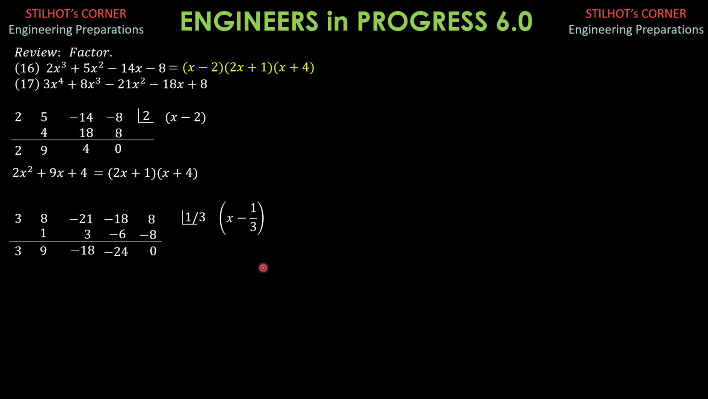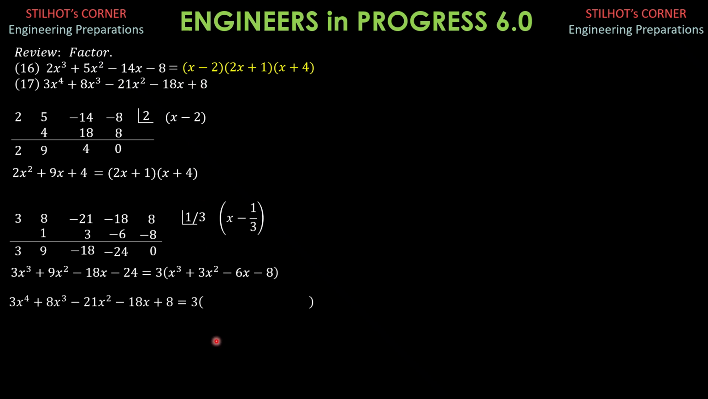in factored form. And the meaning of this, because it is originally 4th degree, this is now 3rd degree: 3x cubed plus 9x squared minus 18x minus 24. And in each of these coefficients, 3 is common, so we factor out 3. So we have 3 times the quantity x cubed plus 3x squared minus 6x minus 8. Therefore, 3x to the 4th plus 8x cubed minus 21x squared minus 18x plus 8 is equal to 3 times the quantity x cubed plus 3x squared minus 6x minus 8 times this factor, which is x minus 1/3.